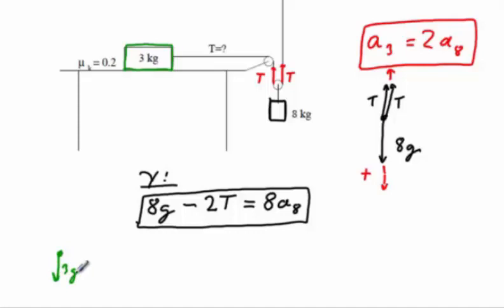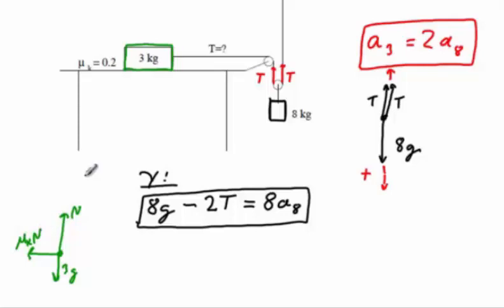Next, the 3 kilogram mass lies on a surface. All surfaces will apply a contact force which will at least have a normal force as one component and may have friction. In our case, there is friction. Since the object slides to the right, the friction will be to the left and will be of an amount mu k times N.